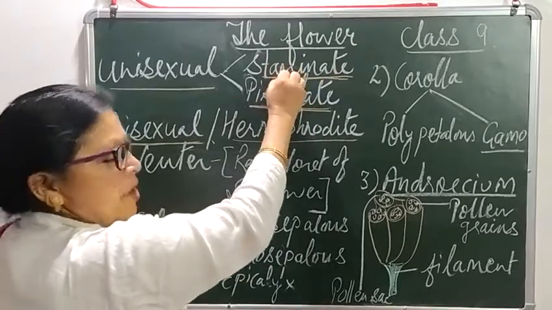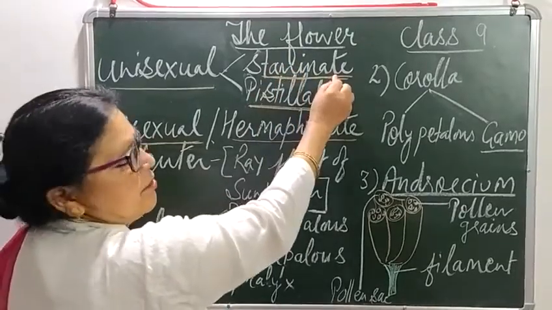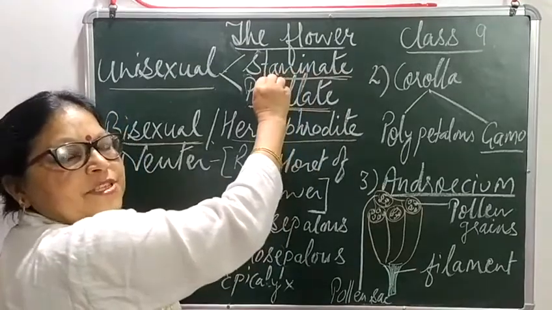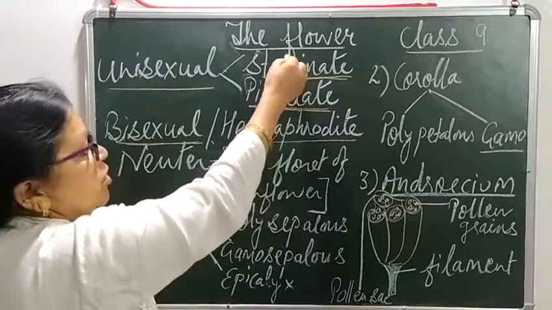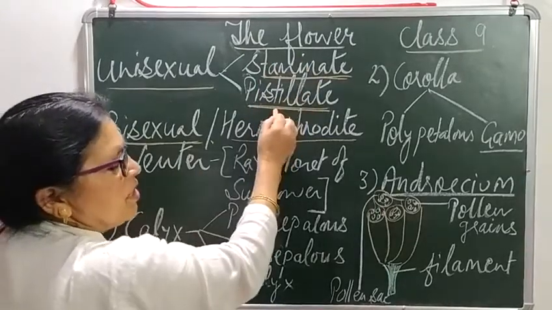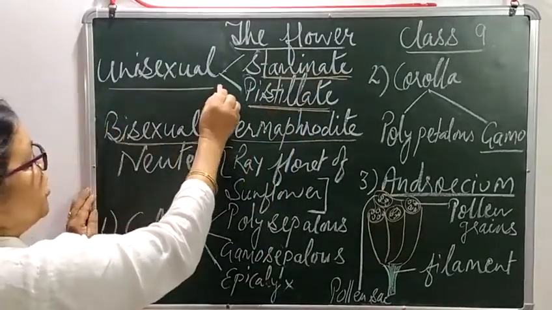And if male part is there, staminate. So staminate has come from stamen. So it is called male flower. So these both, staminate and pistillate, will work for unisexual flower.